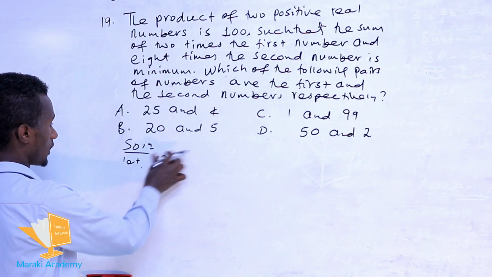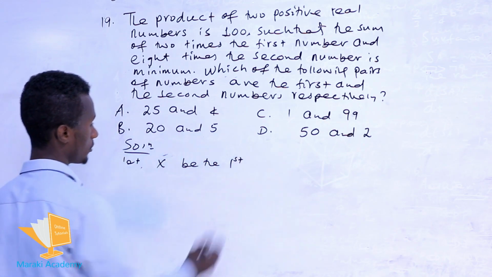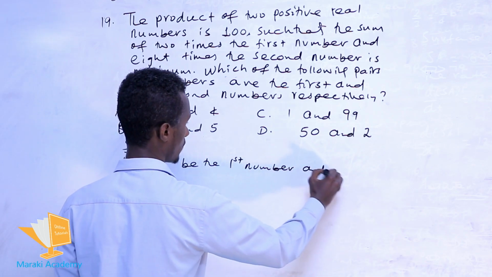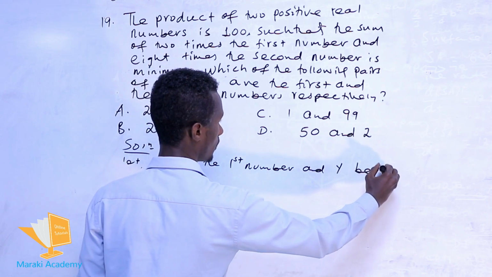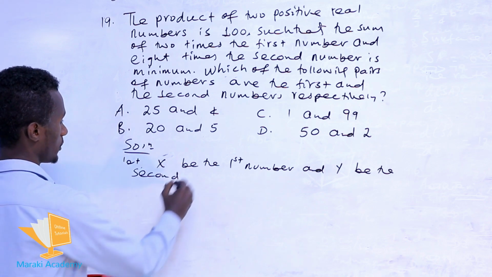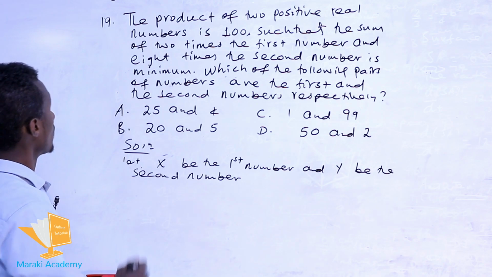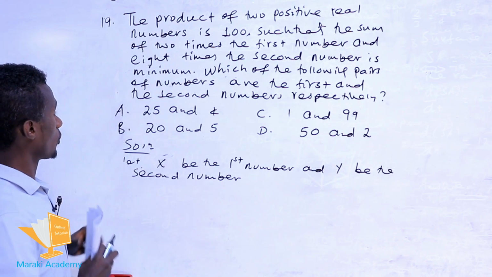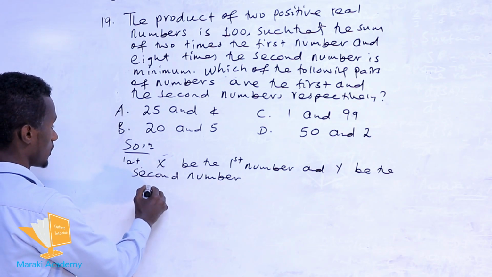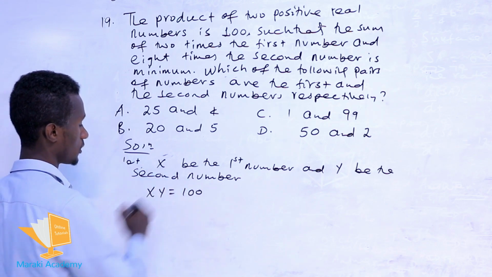Let the first number be x, and let y be the second number. Then in the first case, the product of these two positive numbers is 100. The product x times y is equal to 100.